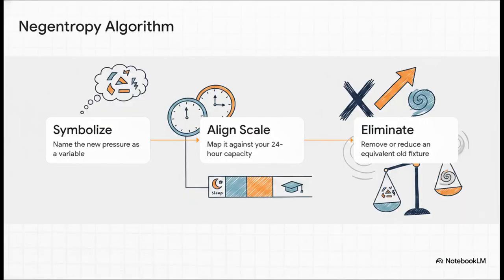Which brings us to our first negentropy algorithm. This is a precise playbook for avoiding total schedule overload. When you feel that all too familiar crush of being stretched way too thin, don't just blame yourself for a lack of discipline. Symbolize the inflow. Give that new stressor a name. Map it against your hard constraints like sleep and school, and then perform a surgical elimination of an old fixture. Balance the equation before you do anything else.